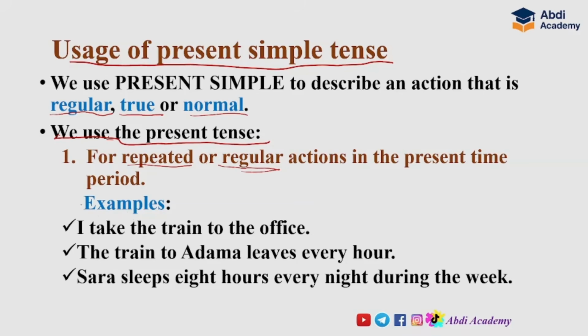Look at these examples. Number 1, I take the train to the office. This action is an action I do always whenever I go to my office. Whenever I go to my office, I take the train. This action is repeated or regular.